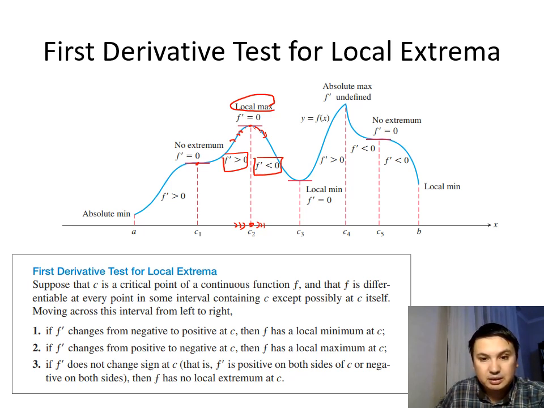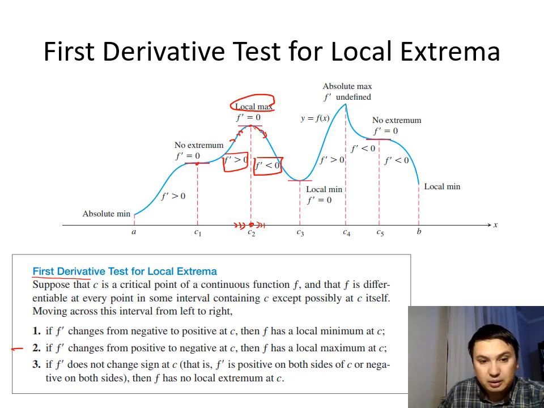So where it is, so here's the first derivative test. Suppose C is a critical point, right? So that f is differentiable at every point in some interval containing C except possibly at C itself, moving across this interval from left to right.